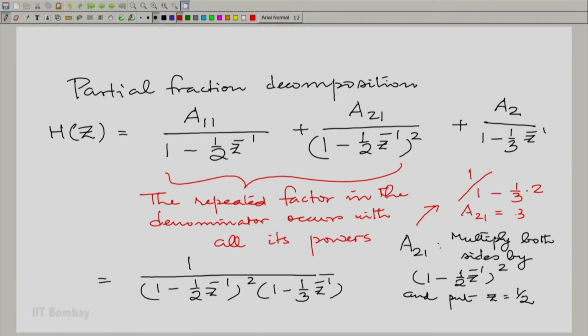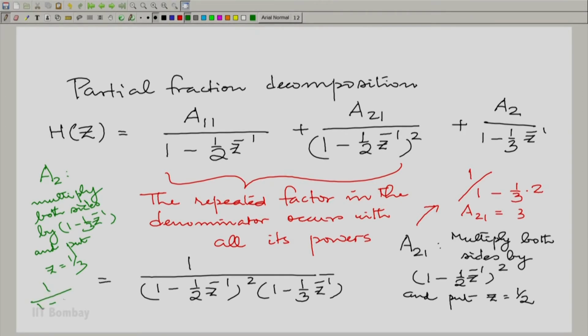Similarly, we can find A2, and I will show you the working in green here. A2 can be found by multiplying both sides by 1 minus 1/3 Z inverse, then putting Z equal to 1/3. That leaves you with 1 by (1 minus half into Z inverse), where Z is 1/3, so Z inverse is 3. So, you have this squared, (1 minus 3 by 2) the whole squared, and that is minus half squared. So, that is 1/4 in the denominator. So, A2 becomes equal to 4.